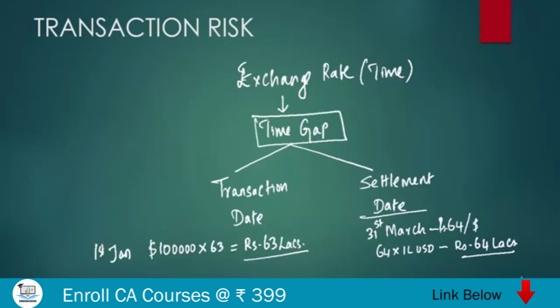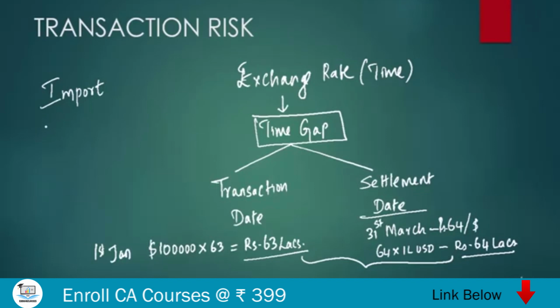If settlement had happened on 1st Jan itself, you would have ended up paying only 63 lakhs. But since you took time in settling the transaction, you have exposed yourself to the time related risk, and that's what we call transaction risk. So we have to understand in what transactions you will have transaction risk. If you are going to import, and if there is going to be a difference between the transaction date and settlement date, then you have transaction risk.